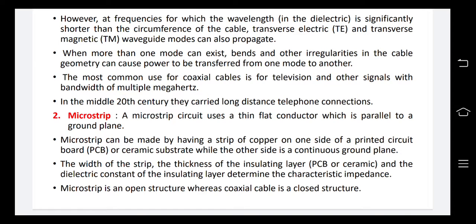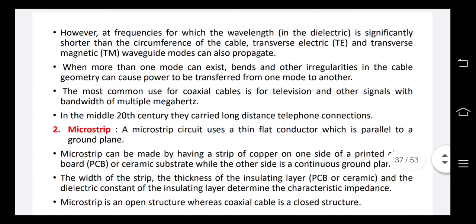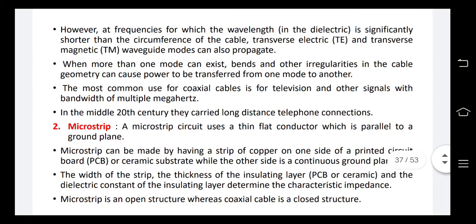The most common use for coaxial cable is for television and other signals with bandwidth of multiple gigahertz. In the middle 20th century, they carried long distance telephone connections.